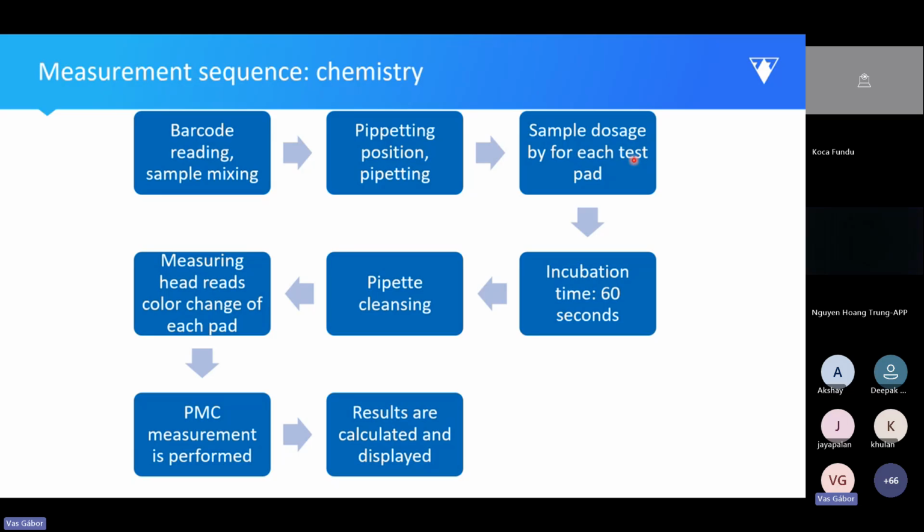So just to go through again quickly on the chemistry measurement sequence. First, we read the barcode, mix the sample, then the strip comes into pipetting position, and a certain amount is pipetted on every single pad, and then the measuring head reads the color change for each pad.